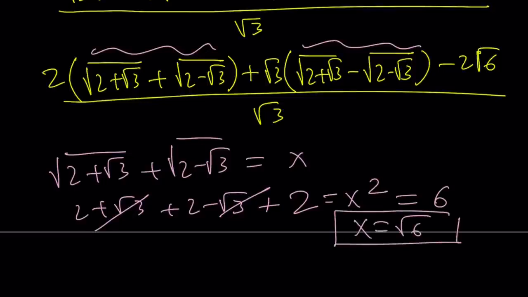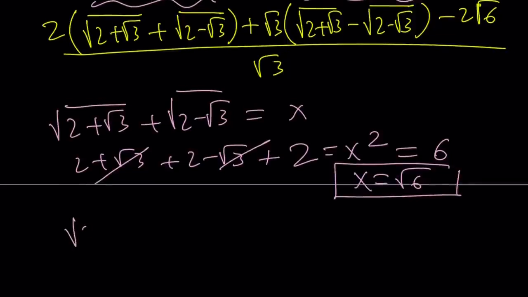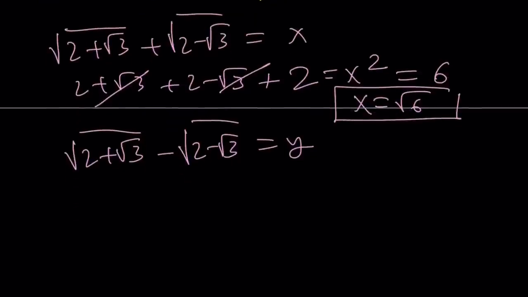Let's go ahead and find the second one, which is the minus sign. Square root of 2 plus root 3 minus square root of 2 minus root 3. Let's call this y. Square both sides. Again, I'm just kind of writing the 2ab last. And that's just going to be a 2 because these are conjugates.